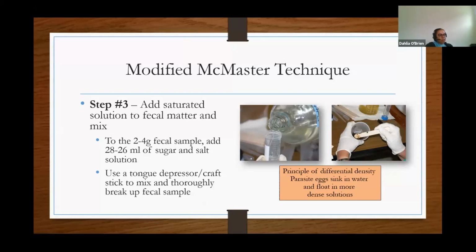Depending on how many grams of fecal matter you're using, that will determine how much flotation solution you use. So the magic number, as I mentioned before, is 30 mils or 30 cc's. If you use 2 grams of fecal matter, then you'd add 28 grams or 28 mils of flotation solution. If you're using 4 grams of fecal matter, then you add 26 mils. Both of them should total 30 mils. That's the magic number. And then you just mix them out.